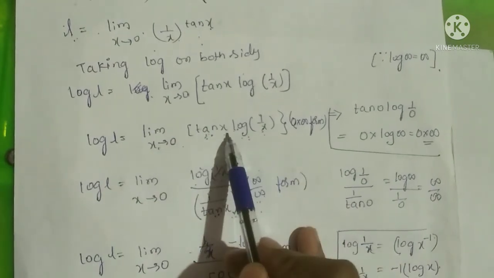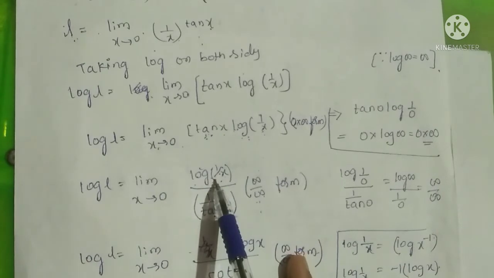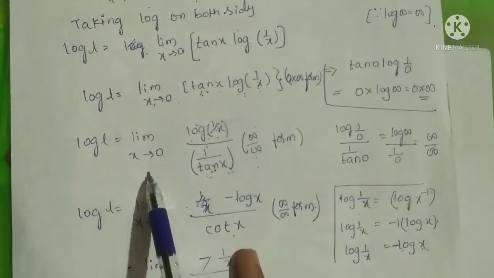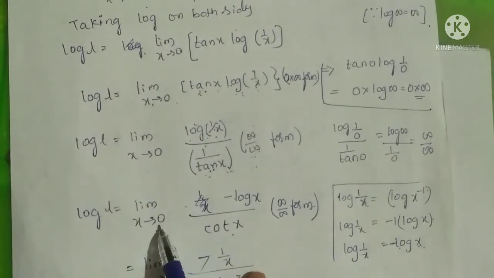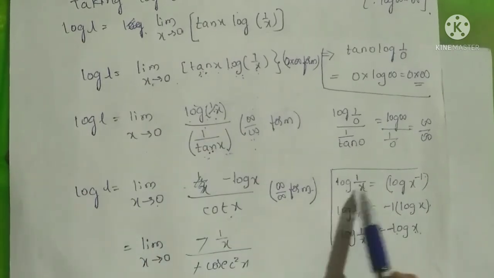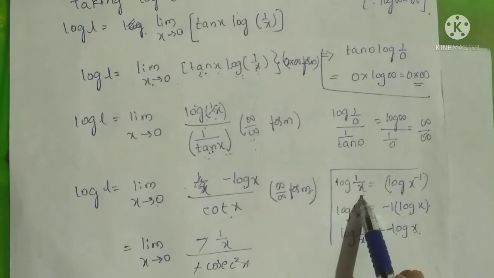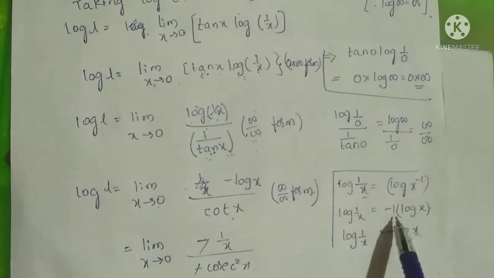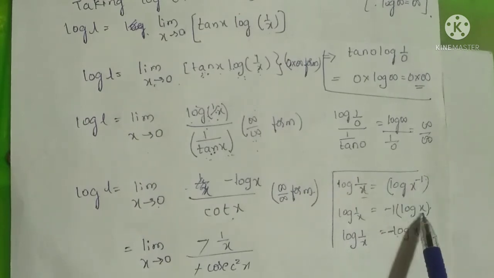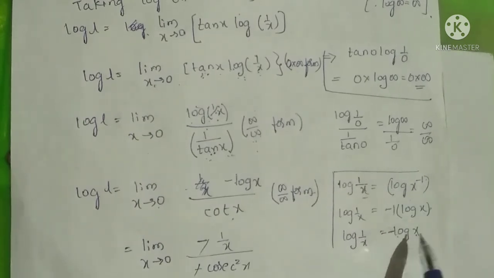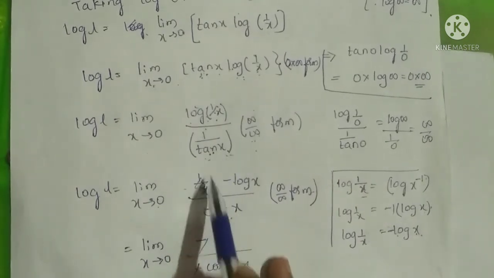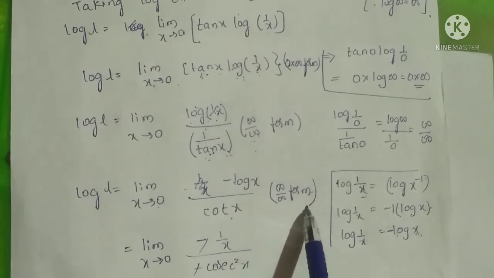For our convenience, what we'll do, log 1 by x we will carry as it is. So tan x can be written as 1 divided by cot x, and don't forget to carry the limit as it is. So limit x tends to 0 as it is. Here log 1 by x can be written as, see here, log of 1 by x, in the sense x to the power of minus 1. So when you have the power with the logarithms, the power gets shifted: minus 1 into log x. Log 1 by x is equal to minus log x. So log 1 by x can be written as minus log x divided by 1 by tan x, which is cot x, which is in the form of infinity by infinity form.